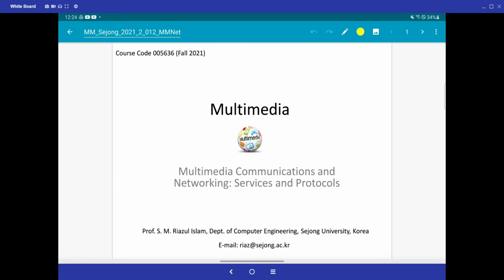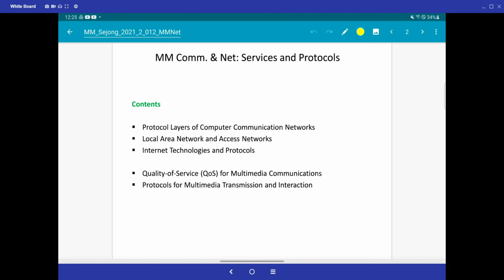And a big part of our multimedia is basically taking place over the networks. When we do video conferencing, or even simply watch YouTube videos and various other kinds of services, it's all happening over the networks. So that's why we need to pay special attention to multimedia communications and networking. So let's see how much we cover.